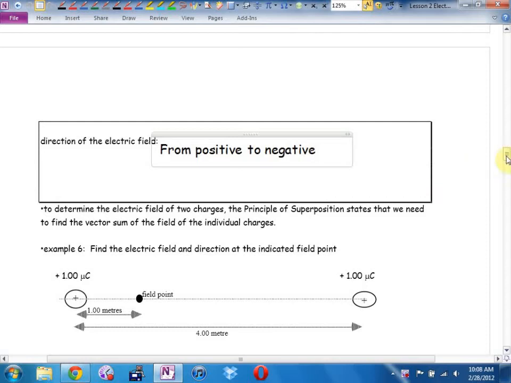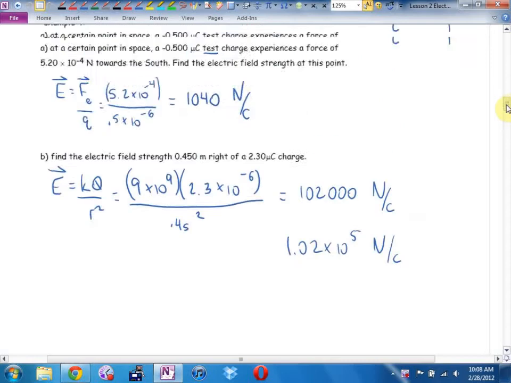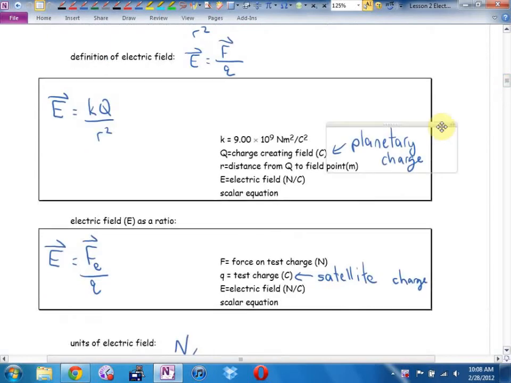So normally I do electric fields in one day, but I'm doing it over 2 days because I think it's so important. We just said that there was two ways to define the electric field. The first way is if you knew the charge that was creating it. And we compared this to gravity, if you knew the planet, you could calculate electric field with kq over r squared.